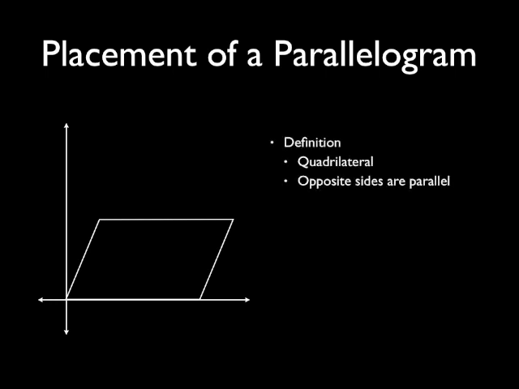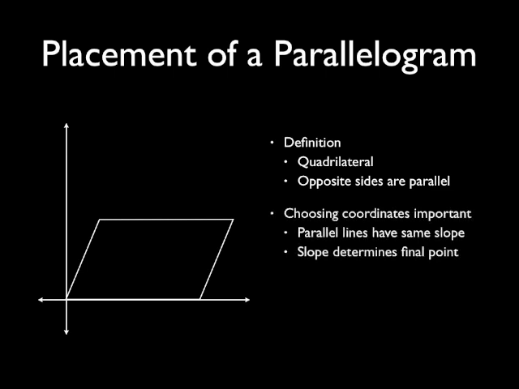First, let's take a look at the definition of a parallelogram. It is a quadrilateral, it has four sides, and opposite sides are parallel. That is going to help us determine the coordinates, and it's very important to choose them wisely. Keep in mind that parallel lines have the same slope. So the slope is what's going to determine our final point in the upper right.